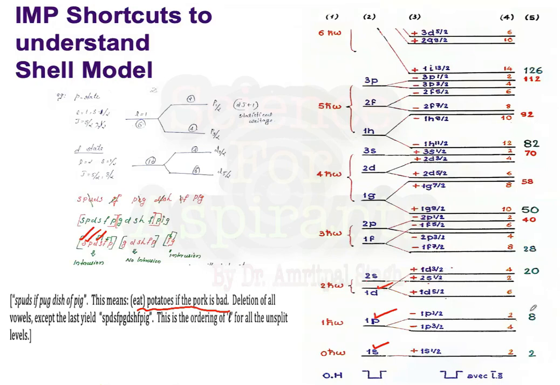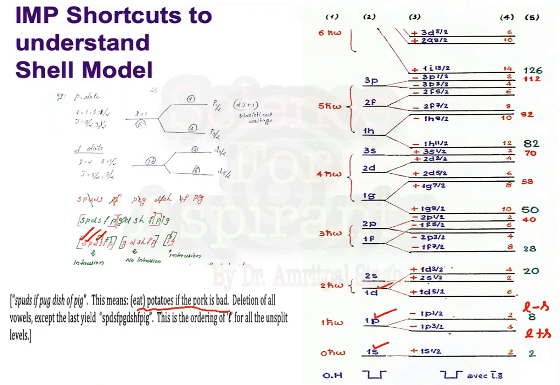As I have told you earlier, L minus S has higher energy as compared to L plus S. So 1P 1/2 will be at the upper energy state as compared to 1P 3/2. Similarly, 1d 5/2 will be at the lower energy state as compared to 1d 3/2. This is the major difference between the atomic model and the shell model.